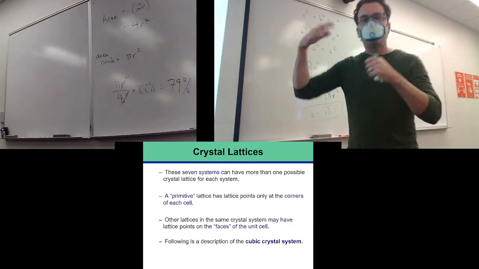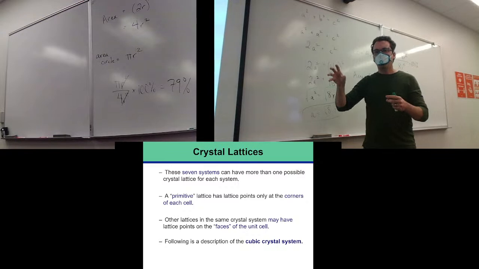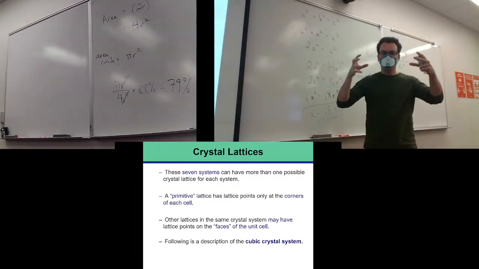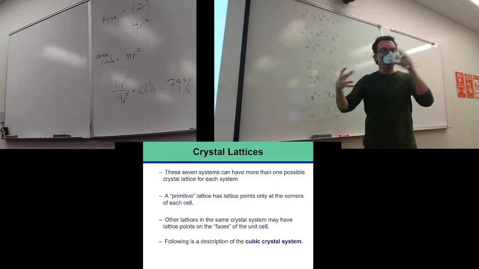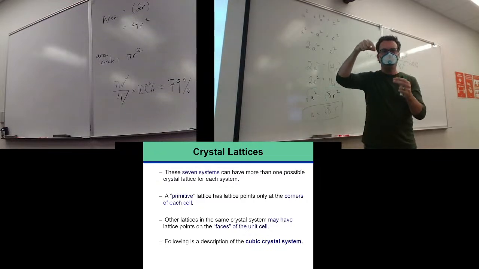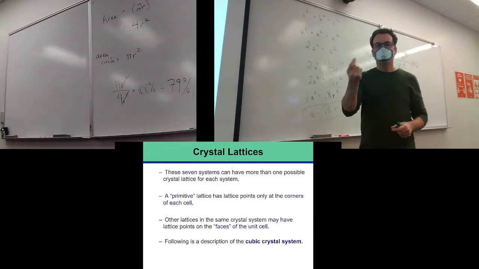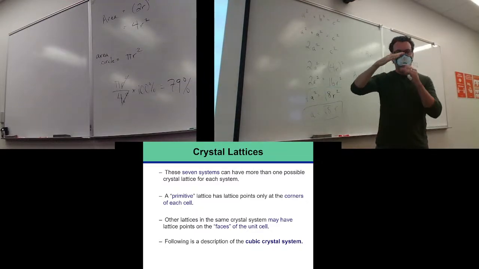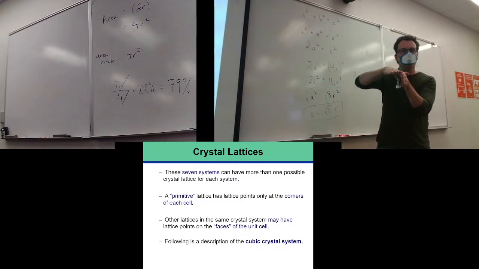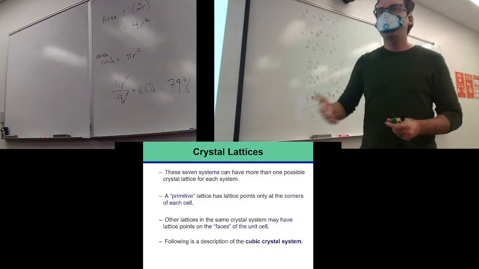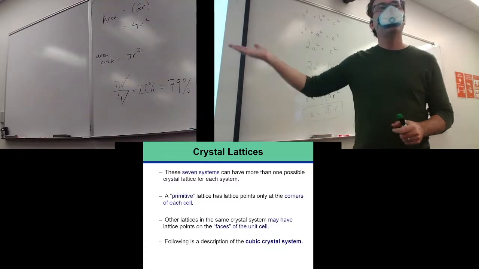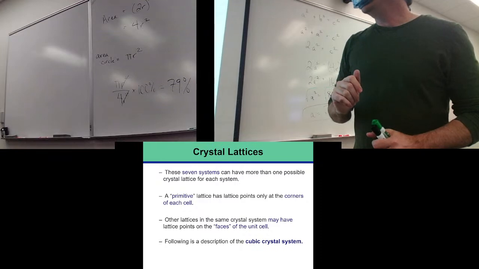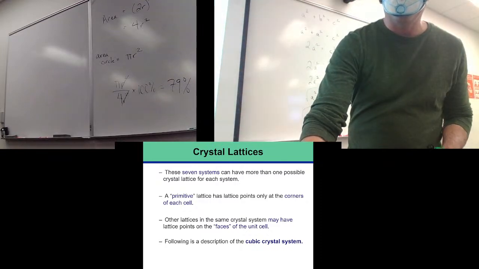But then you can start doing stuff like adding lattice points on the faces in the middle of these. Like if you have the box, a box has 6 faces, right? You can put a lattice point in the middle of the face. You can put a lattice point inside the box. You can put lattice points on the edges where the faces meet. There's lots of ways to have more complicated versions of these crystal systems, all right? And so we're going to look at a couple different examples.